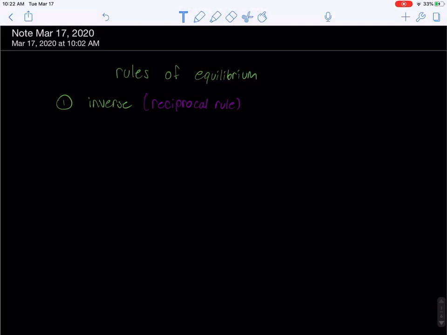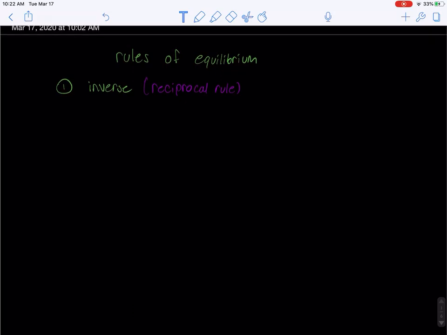We're still in chapter 14 talking about buffers, but I wanted to introduce you to the rules of equilibrium before I demonstrate to you that Ka times Kb is equal to Kw. And this will be useful looking forward to chapters 15 and 16, and I might just link back to this video. So there's three rules of equilibrium. One is the inverse or the reciprocal rule.